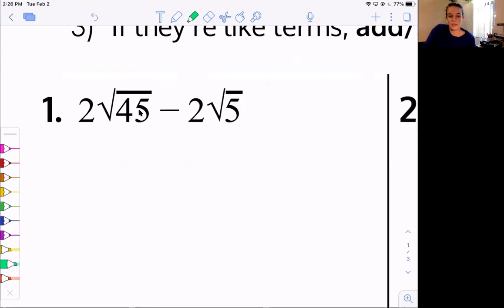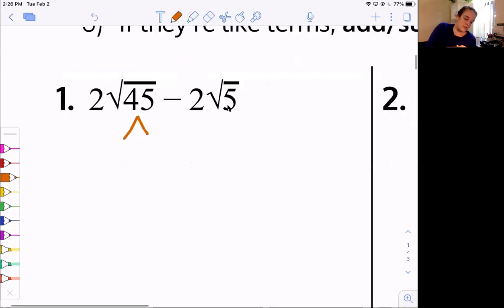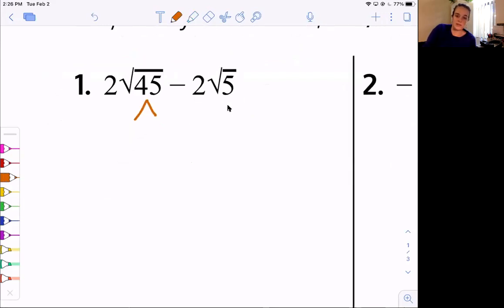Right now, 45 and 5 are not the same. However, I can quickly break these down. How could I break down 45? Someone help me real fast. What number is multiplied to get 45? 9 and 5. Yeah, thanks, Ashley. 9 and 5.